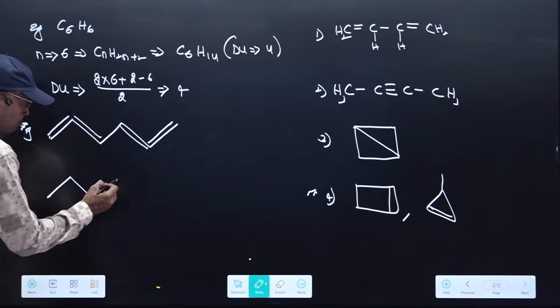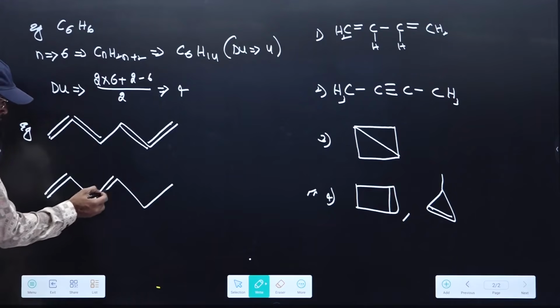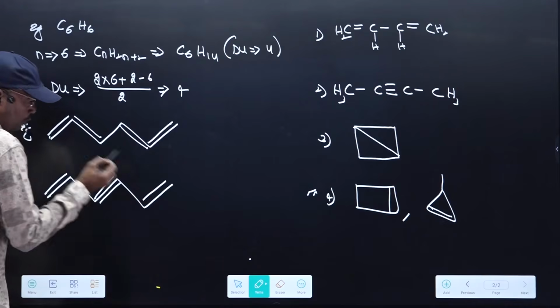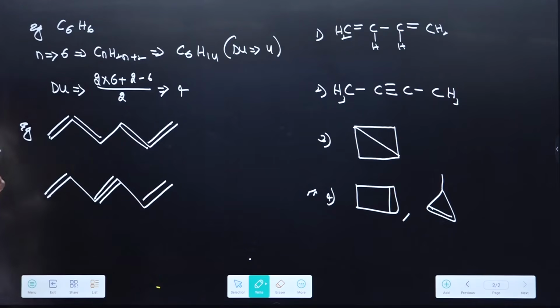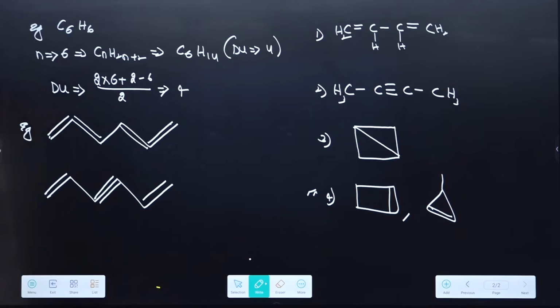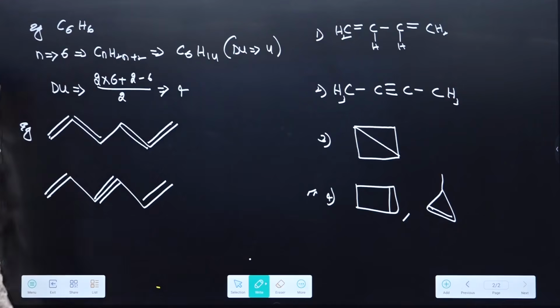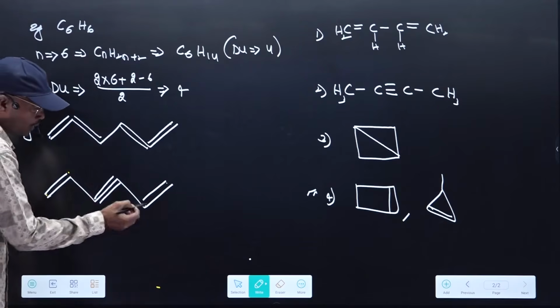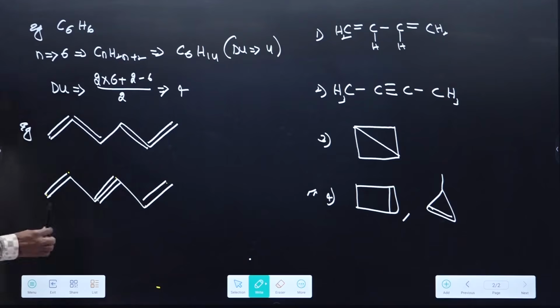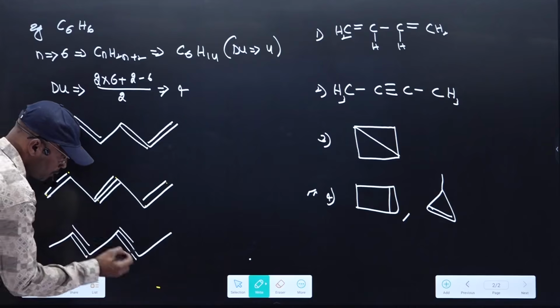See, 2, 4, 6. Now, 1 double bond, 2 double bonds, 1 triple bond I am taking. 1 double bond carries 1 pi bond. 1 triple bond carries 2 pi bonds. See whether the formula is matching or not. Du matching. When your Du and carbons match, automatically these hydrogens will come. Here how many hydrogens? 2. 2, 3. Here no hydrogen, no hydrogen. Okay. Now 2, 4, 6. Can I put 1 triple bond here? Here 1 triple bond, here 1 triple bond. Matching?